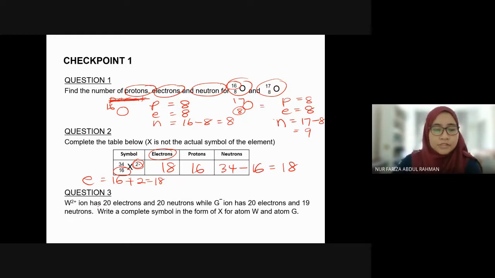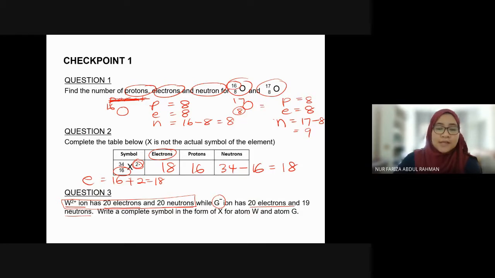Now let's discuss question number 3. The W2+ ion has 20 electrons and 20 neutrons. This is the information given for W2+, while the G- ion has 20 electrons and 19 neutrons. So we have two pieces of information there. Write a complete symbol in the form of X for atom W and atom G. So you need to write the nuclear notation for atom W.